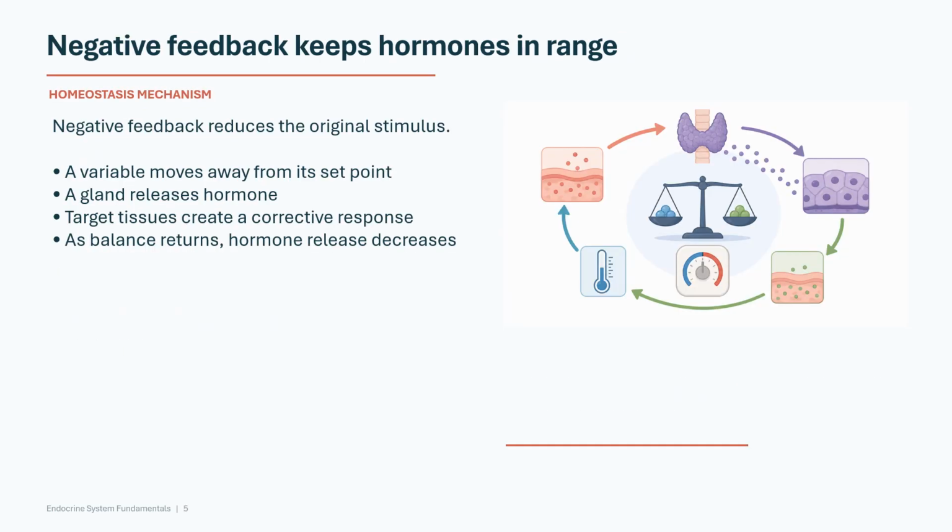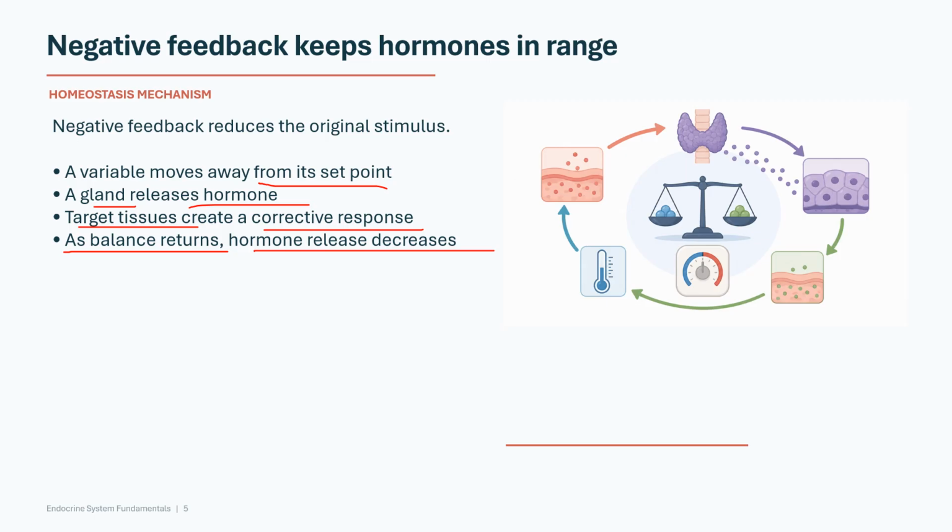Is there a way to make sure that we don't over-release hormones in the body and to keep it within the normal range? Of course there is, and it's done with the aid of these feedback loops. One of them is the negative feedback loop. As the variable moves away from its set point, it'll cause a gland to release a hormone. This hormone will go hit a target tissue, which will then create a corrective response in the body. As the balance returns, the hormone release is decreased, and this is all due to this feedback loop that is there and functioning within this endocrine system to make sure that we don't oversecrete something that is of no value to us.